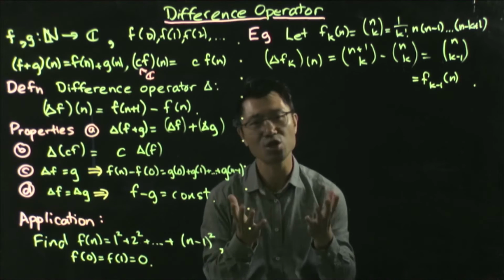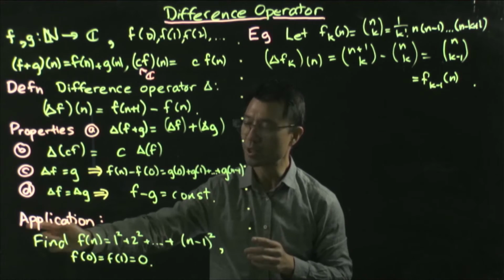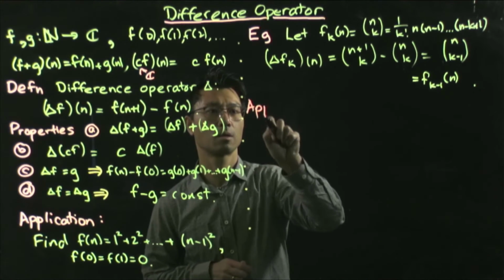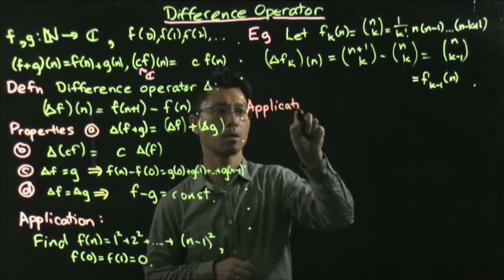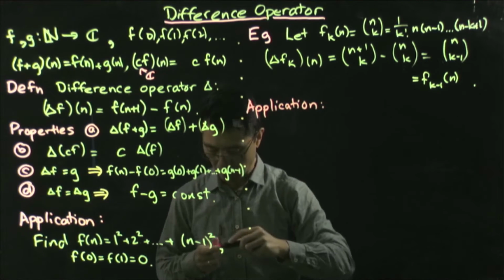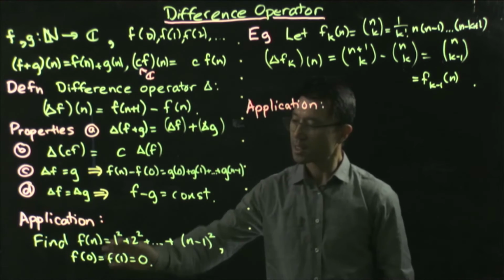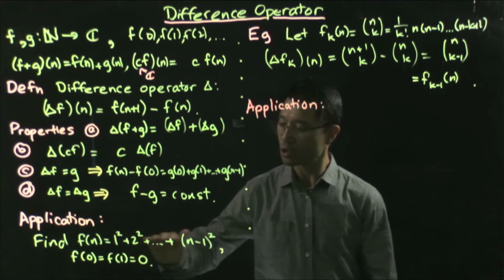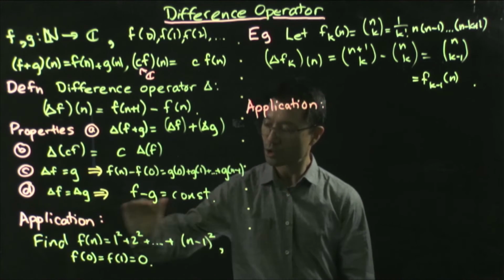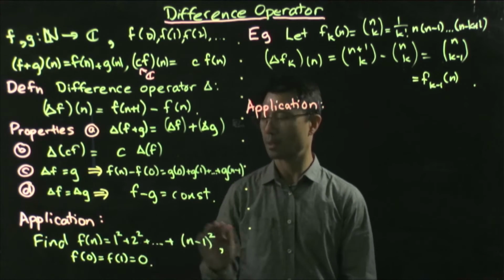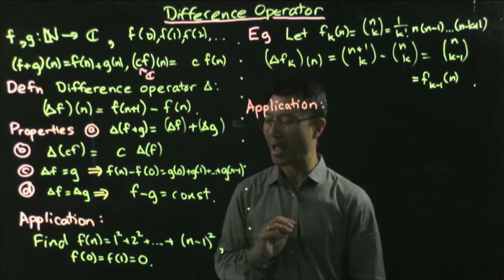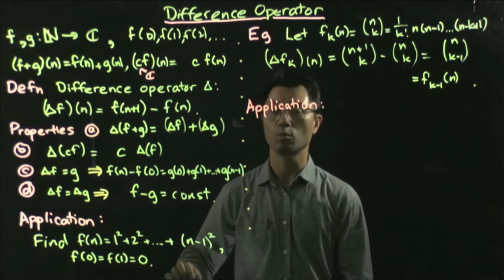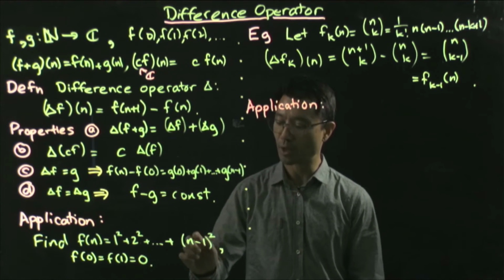Okay, so there's the example of how the difference operator works. But how do we actually use it to study sequences? So I want to have a look at this application. This is a sequence that I want to have a look at, and maybe you've seen this before, but usually this is not so easy to work out. So what I want to do is basically look at the sums of the first squares. f of n will be 1 squared plus 2 squared all the way up to n minus 1 squared.